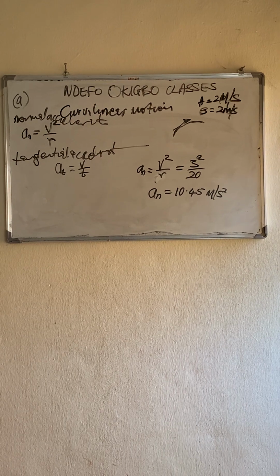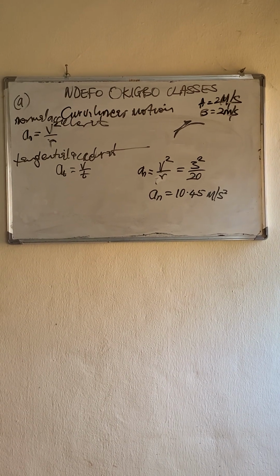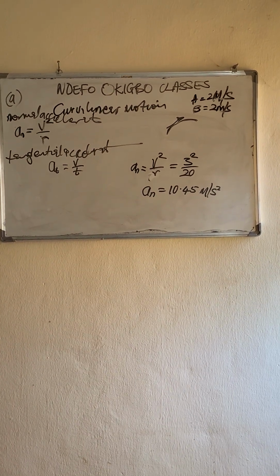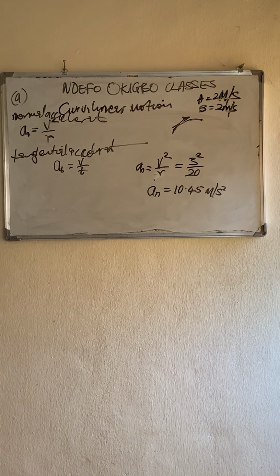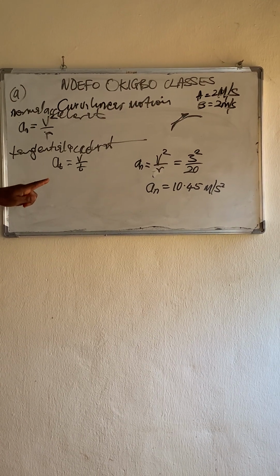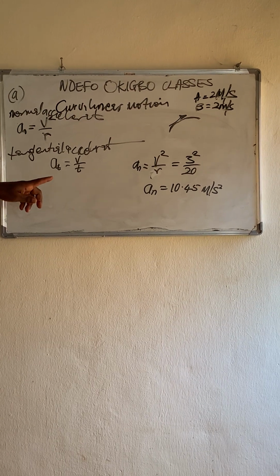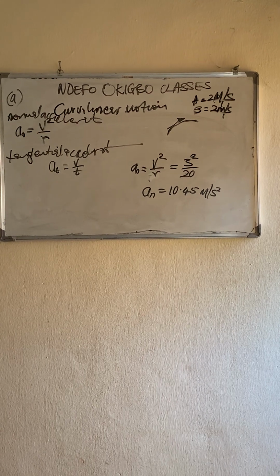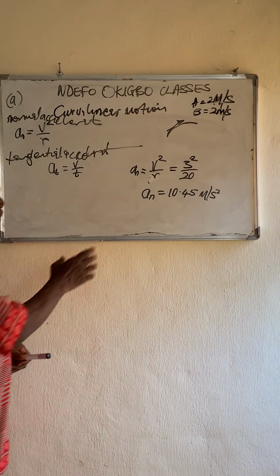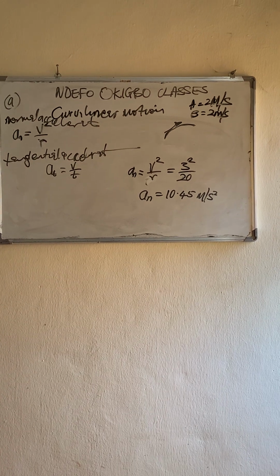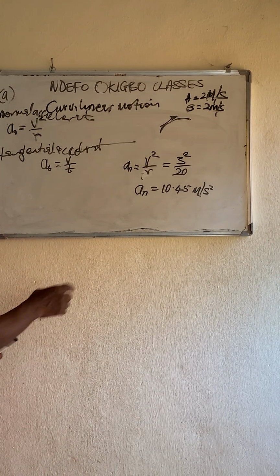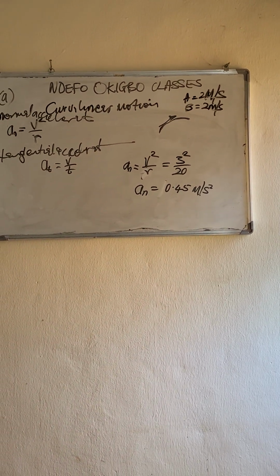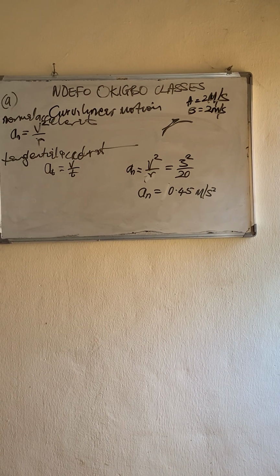Simple. Normal acceleration is velocity squared over the radius, which we have as 3 meters per second, the velocity, divided by the radius, and I got it to be 0.45, not 10.45. 0.45 meters per second squared. That is as simple as this.